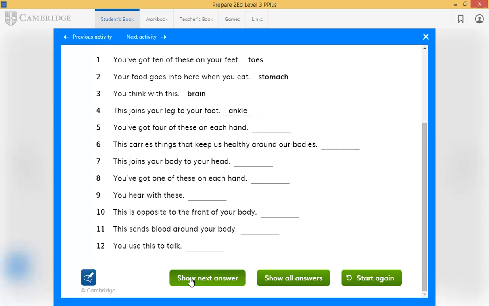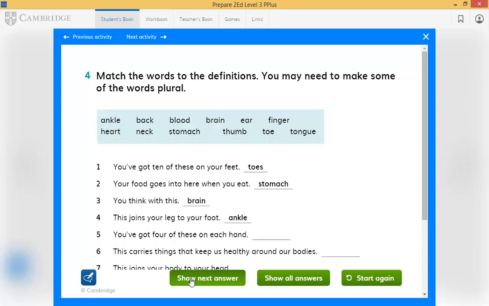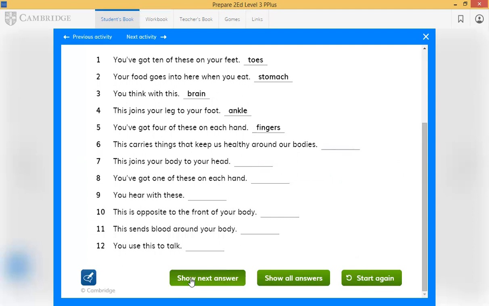Ankle, yes. You got four of these in each hand. So what are they? Fingers. This carries things that keep us healthy around our bodies. Fingers, one more time. No, okay. Head, no. It is blood.